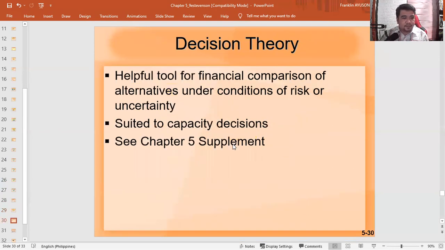What else? Some brief discussion regarding decision tree. Although again, this will be another topic. Helpful tool for financial comparison. Because we are supposed to be making decisions in this decision tree. And this decision tree provides us with alternatives under condition of risk or uncertainty. It is suited to capacity decisions, and again, this will be supplemented in chapter 5. Yan, yung decision tree pag-usapan na ibang part, no? Ibang chapter, no?